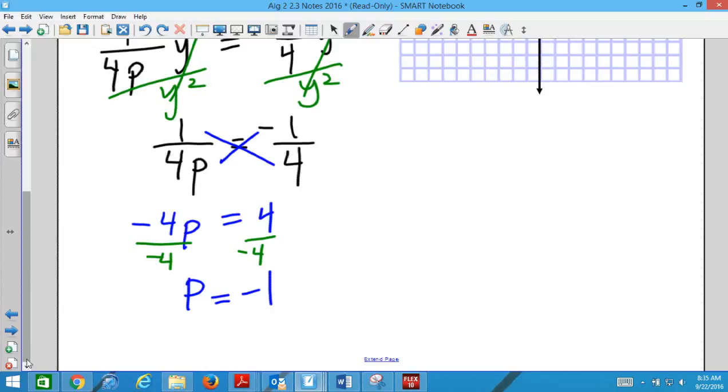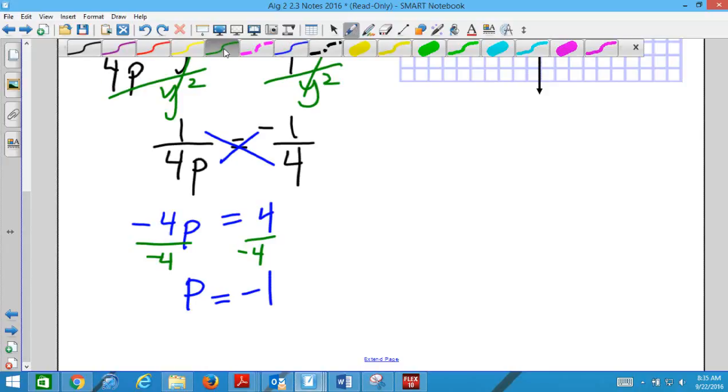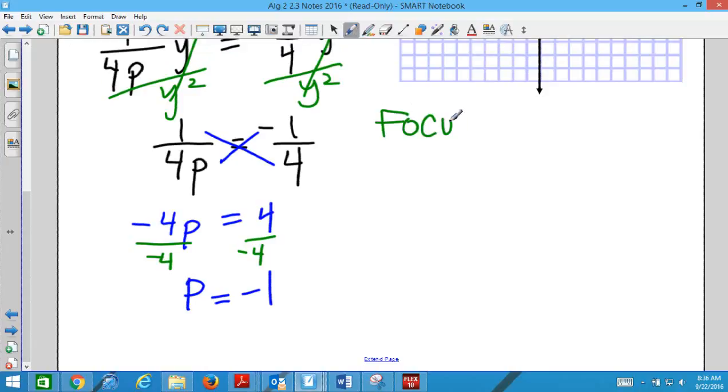So now we can answer the question about what's the focus and what's the directrix, because those are just formulas that you can look in your chart. So let's write down the focus. What does the formula say for horizontal focus? What's the formula tell me on your chart? (p, 0). So if I put p right there, I get (-1, 0). That's my focus.